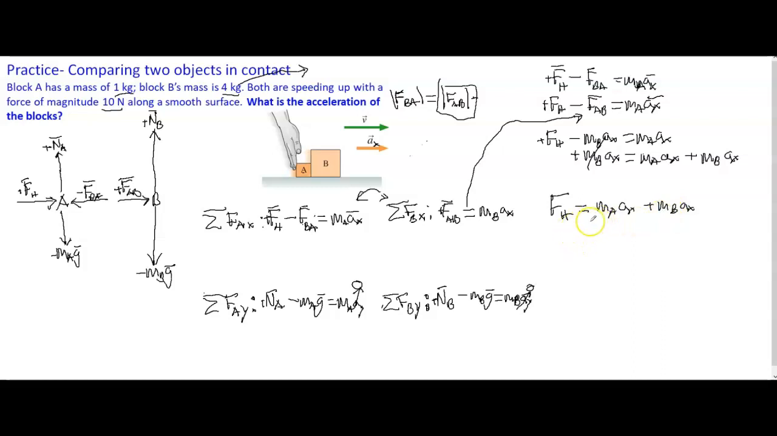And so now we have a way to actually find the acceleration. So the hand force, we're going to go ahead and pull out the acceleration here on the other side. So we have the hand force there on the left side, and we have block A's mass and block B's mass being combined. We're going to divide these to both sides.